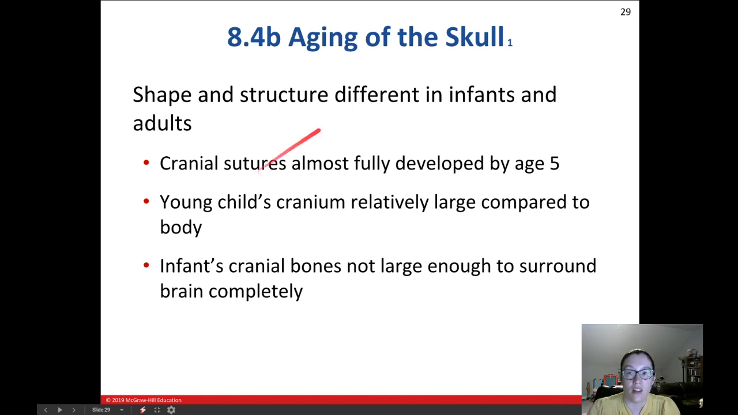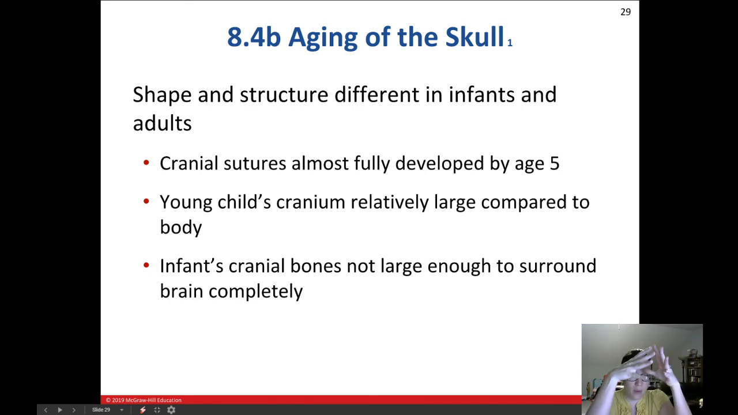Now, the skull is going to be shaped a little bit differently in infants than in adults, and as you grow, it's going to change. Infants' cranial bones are not large enough to surround the brain completely, and it's not all bone. They have a lot of areas in between the bones that are not fully developed yet, the soft spots on the baby's skull.